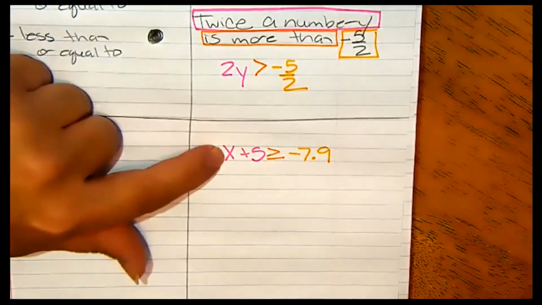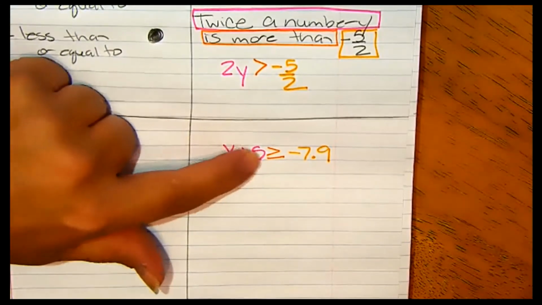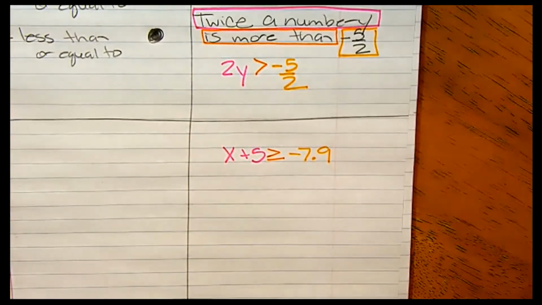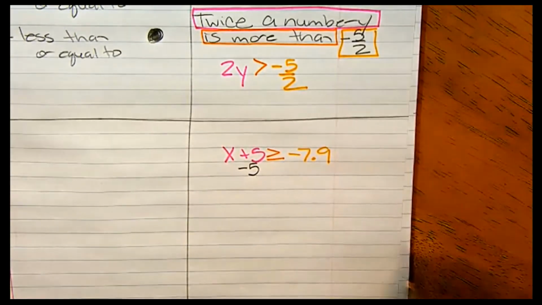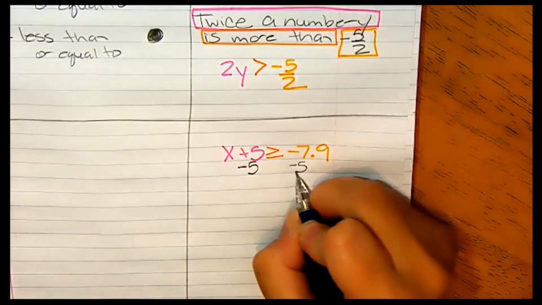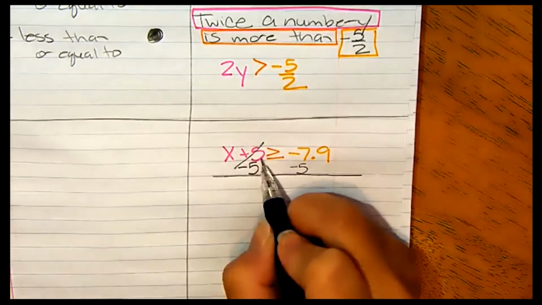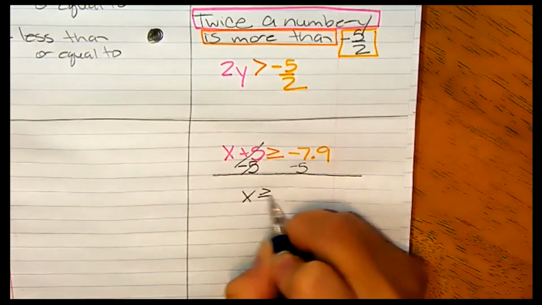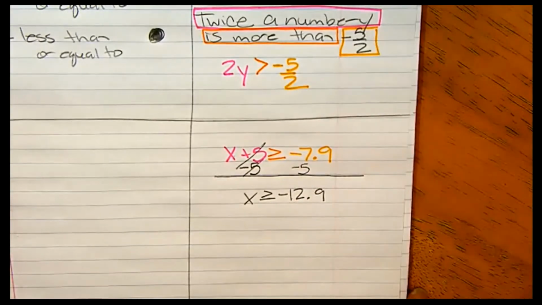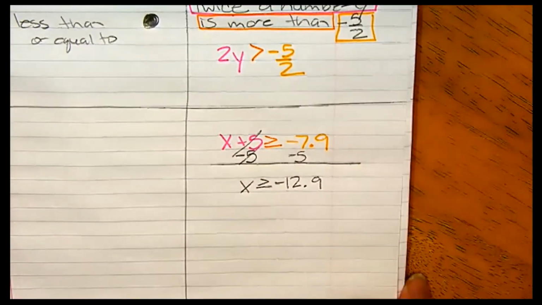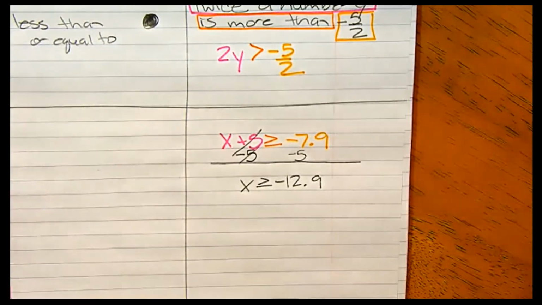So I need to isolate my variable. To isolate my variable, I need to get rid of this +5. So I need to undo it. I'm going to use inverse operations and subtract 5. What I do to one side, I must do to the other. So now these cancel and I'm left with x is greater than or equal to -12.9. So I use the same rules for equations to solve this inequality.